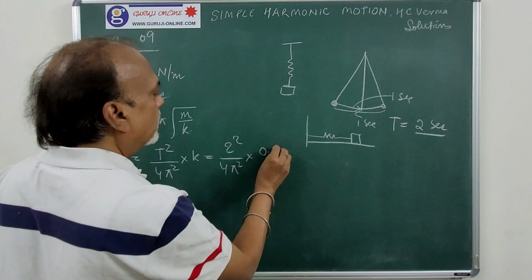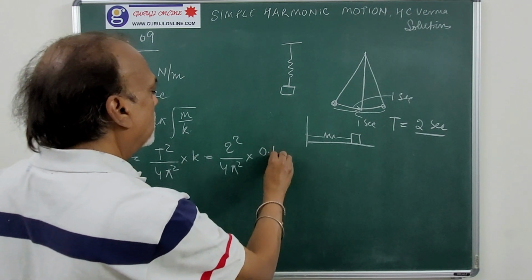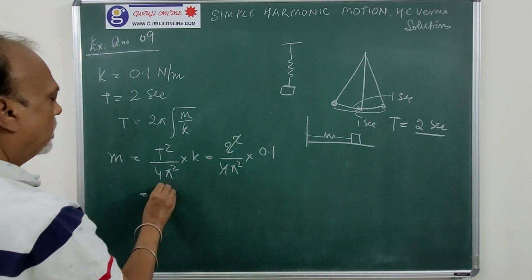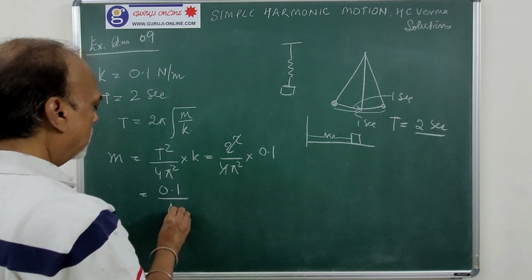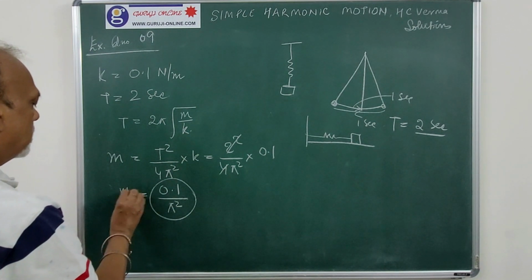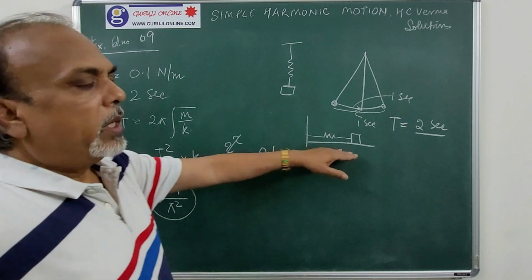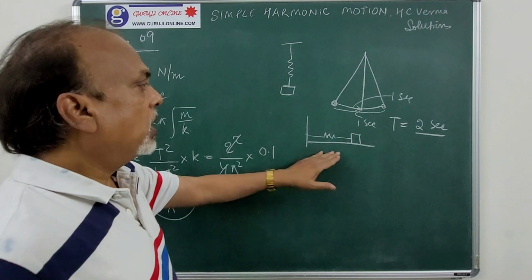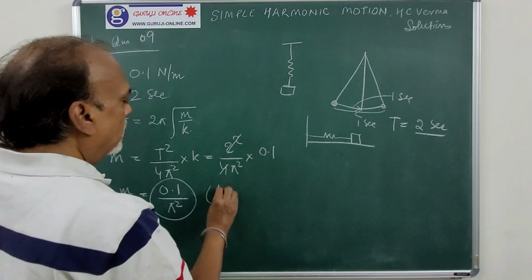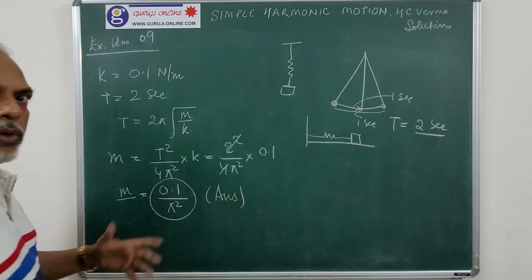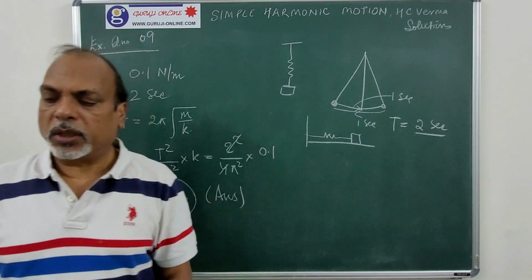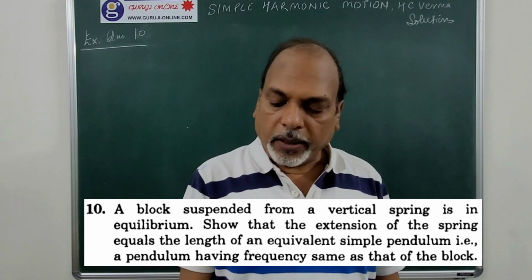K, you know, is given as 0.1. Correct? And you just solve it. This will give you the mass of the spring mass system which has the same time period. So this is the solution of, you can simplify this with your calculator. So this is the solution of question number 9. It's a very simple question. Now we will see question number 10.